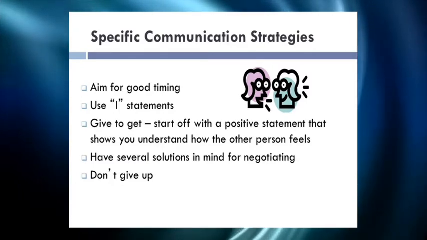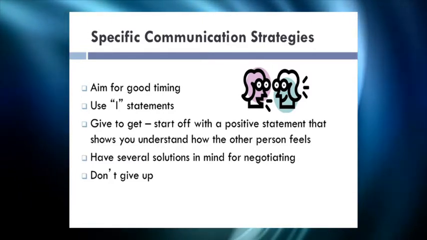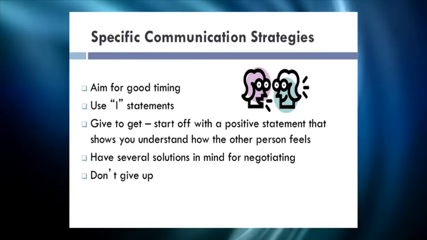So the way to do that is to start off with a positive statement that shows that you understand how the other person feels. So, Dad, I know that you really love me and you're concerned about me, and that's why you don't want me to be going out this weekend, or you don't want me to go off to that college much further away from home because you're concerned about me. But I feel like you're not understanding that it's time for me to grow up. Starting out with the statement, Dad, I know what you're concerned about. I know you worry when you can't see me as often.